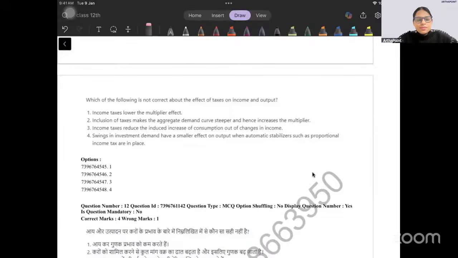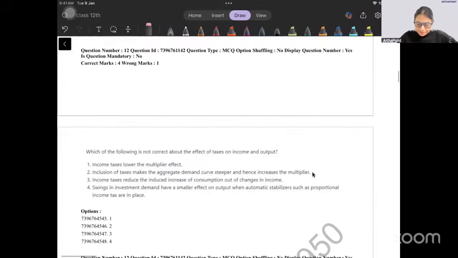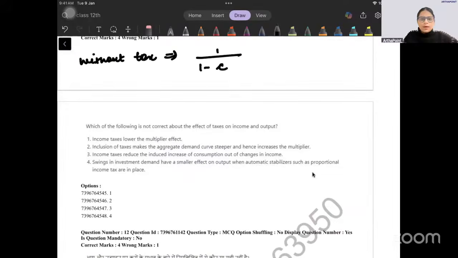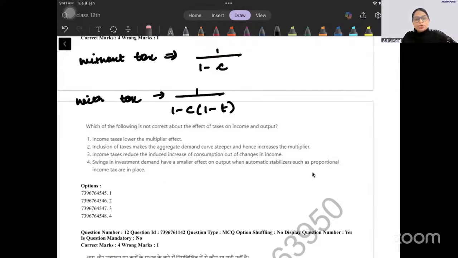So let's see. Income tax lowers the multiplier effect. Without tax, the multiplier is this. I'm thinking about proportionate tax. With the tax, the multiplier is this. Right. So yes, option number 1 is correct.